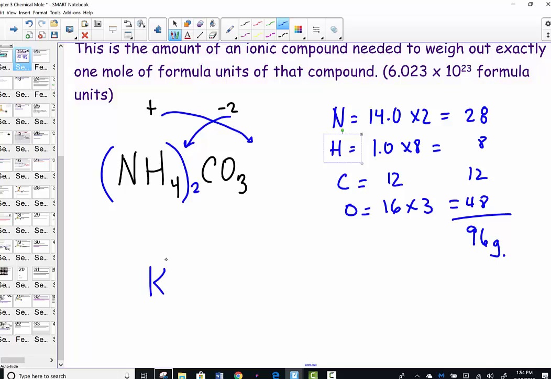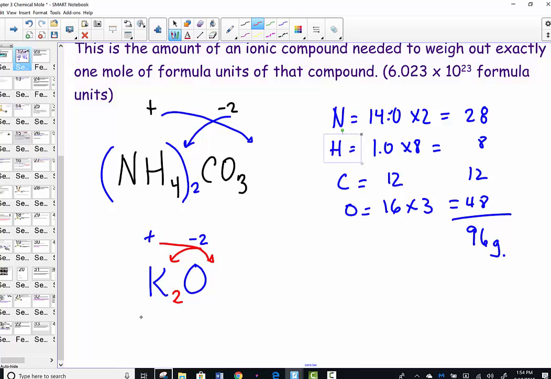So if K is a +1, O is a -2, and I just like to write the charges up high. It's not part of the formula, but it's just a tool that helps me figure out the formula so that when I crisscross, I can bring those around and down and know the subscripts for that compound. Potassium oxide has a formula of K2O, 2 potassiums and 1 oxygen.